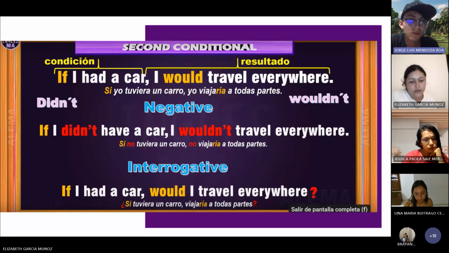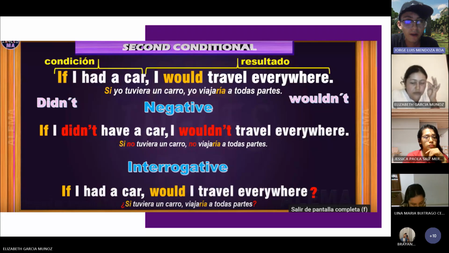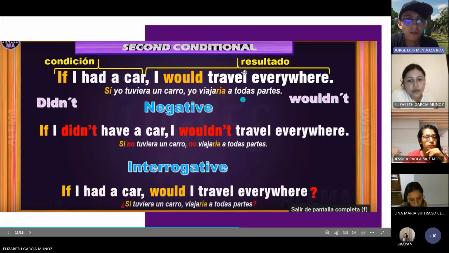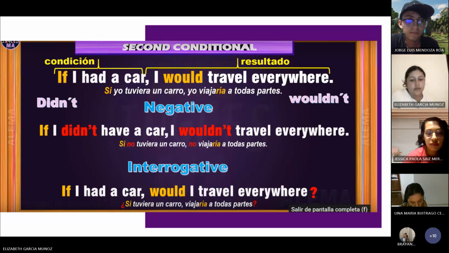to change the modal verb in a negative way. It will be would not, or with the contraction it will be wouldn't. It will be I wouldn't travel everywhere. Si no tuviera un carro, no viajaría a todas partes. This is the way in the negative form.